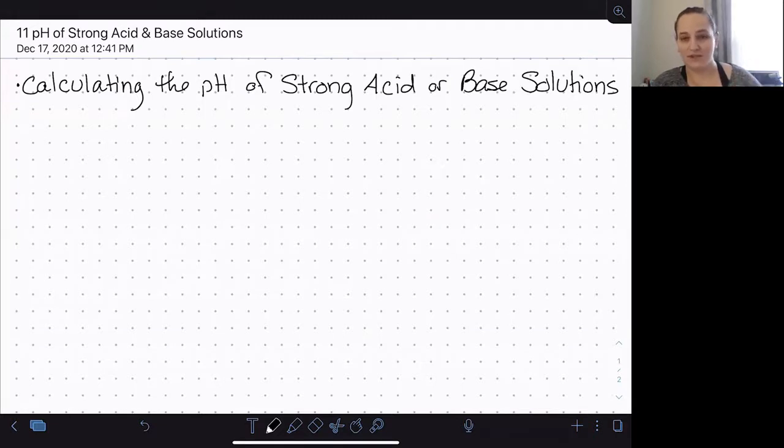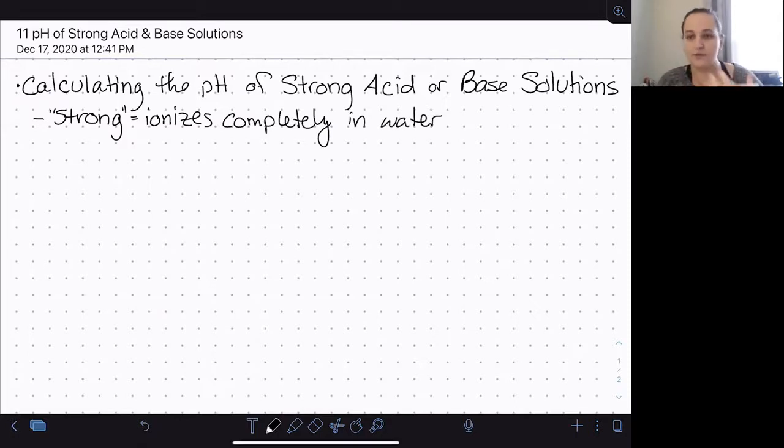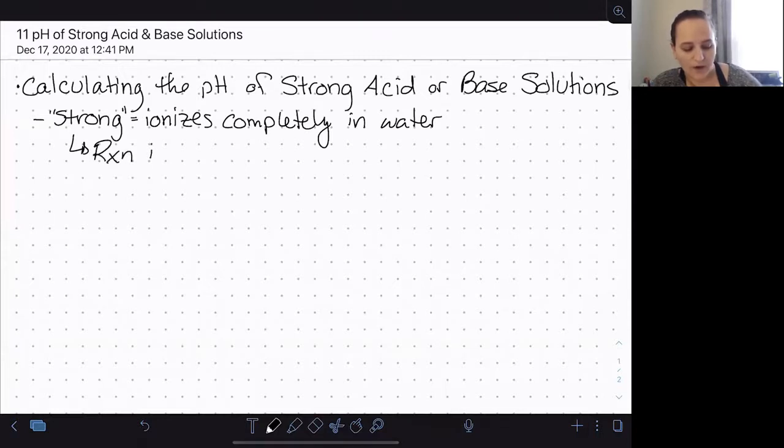Because if it's strong, it's going to be similar regardless of whether it's an acid or a base in terms of the process. So what we need to remember is what it means for an acid or base to be strong. We know that means that it ionizes completely in water. So essentially 100% of our acid or base particles are reacting to produce hydronium or hydroxide. So essentially the reaction that happens in water is going to completion. It's not establishing an equilibrium. It is going all the way to products.